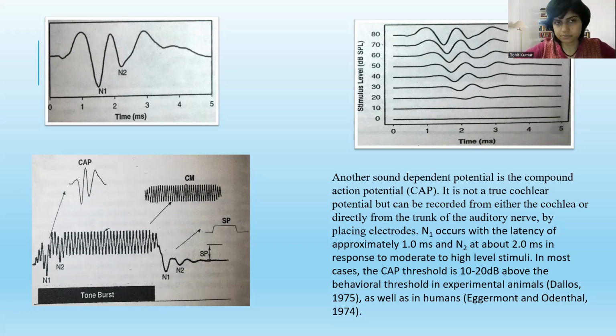And there are three waveforms which are very important. Among the first that we see is the compound action potential waveform. The compound action potential waveform is the one with negative peak 1 and negative peak 2, and in between the negative peaks we get a positive peak. That positive peak is the compound action potential.